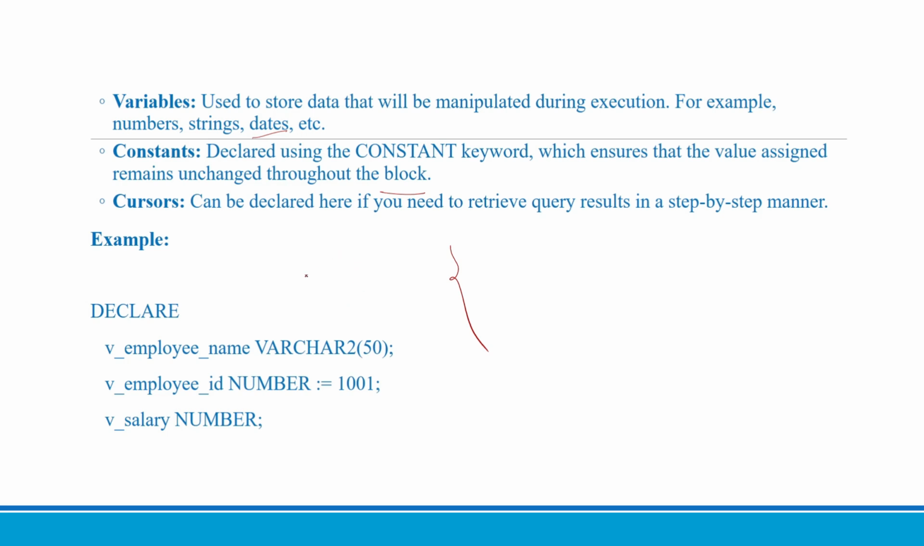And cursors can be declared when you need to retrieve query results in a step-by-step manner. First understand how. This is another example. We have used two variables. One is v_employee_name and its data type is varchar2, size 50. And another is v_salary, and the type is number. This is the basic syntax of declaring a variable in a declaration section.